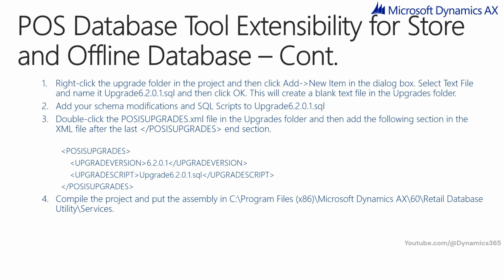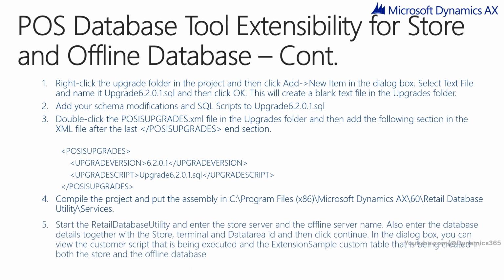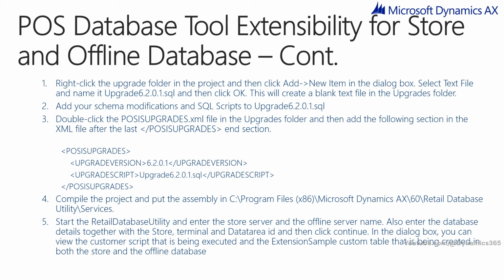Start the retail database utility and enter the store server and offline server name. Also, enter the database detail together with the store, terminal, and the data area ID and then click continue. In the dialog box, you can view the customer script that is being executed and the extension sample custom table that is being created in both the store and the offline database.